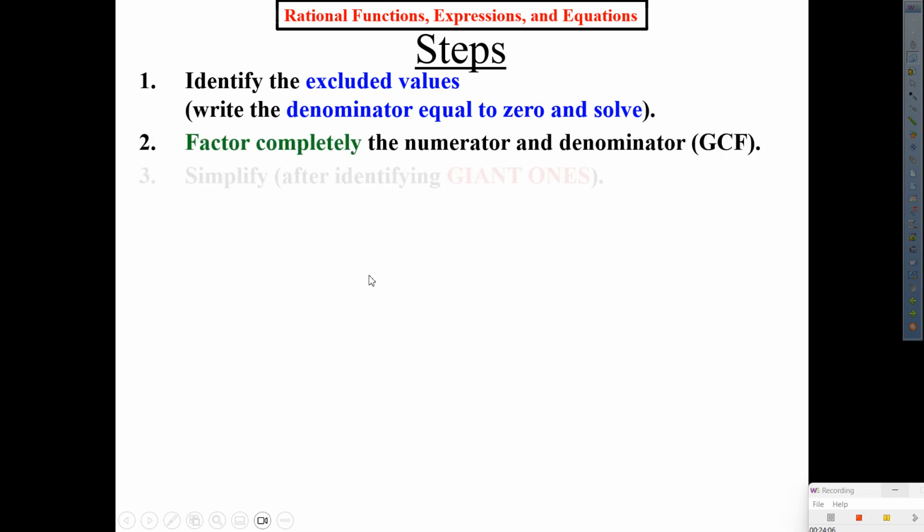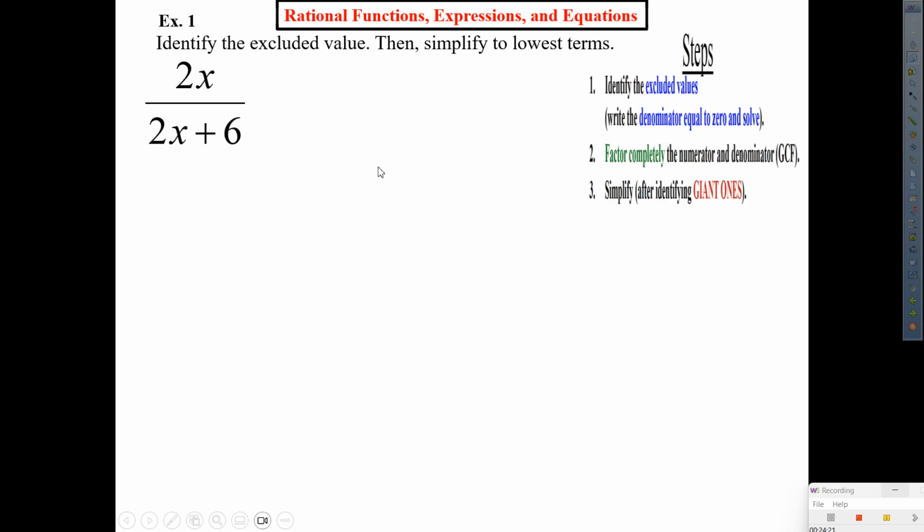So without further ado, here are the steps. You don't need to copy them. They're going to be up there. We're going to go through the process. Step 1, we're going to do excluded values. Step 2 and 3, we've been working on these on the warm-up. Got you guys ready for the lesson? Let's go. Copy this. Example 1, identify the excluded value, then simplify to lowest terms. Write the instructions for this one and the expression 2x over 2x plus 6. For the next one after this, you don't have to copy the instructions anymore because you already have them.